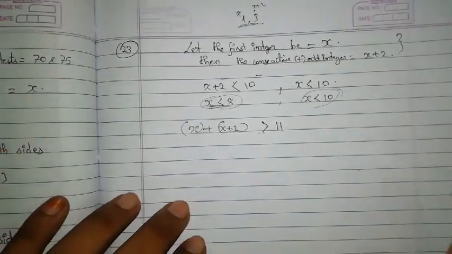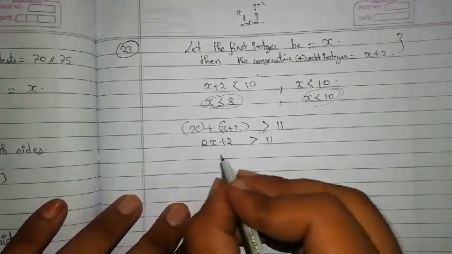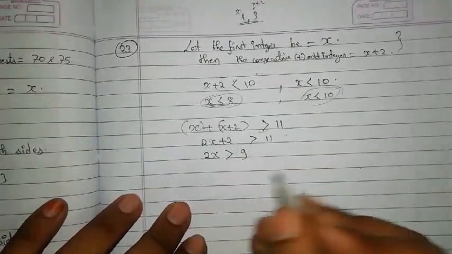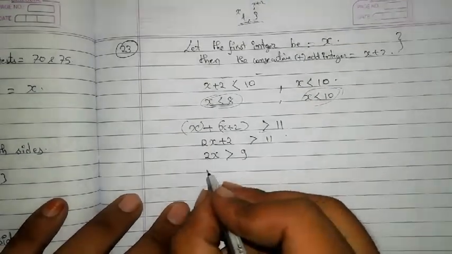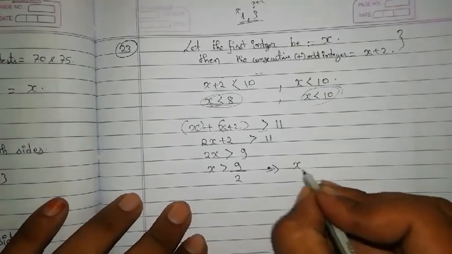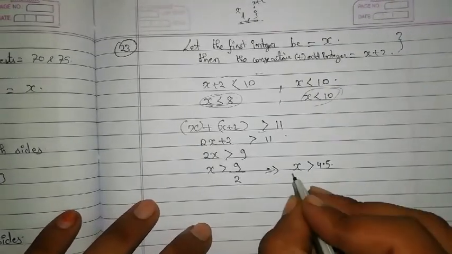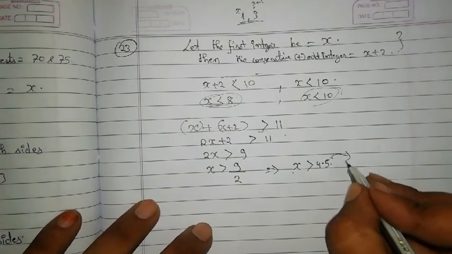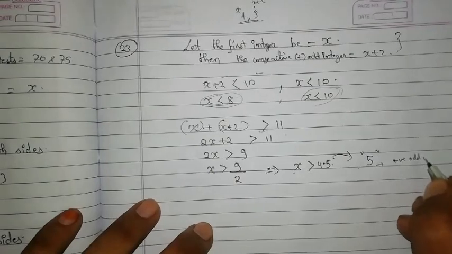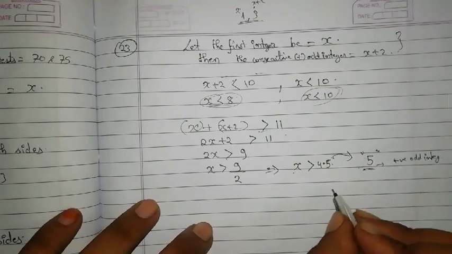Now the condition is given, so we have 2x plus 2 is greater than 11. From here we can say that 2x is greater than 9. We will subtract 2 from both sides. Now dividing both sides by 2, we have x greater than 9 by 2, means x is greater than 4.5. So the odd integer after 4.5 will be 5. This is the positive odd integer. After 4.5, because x is greater than, the consecutive will be 7.